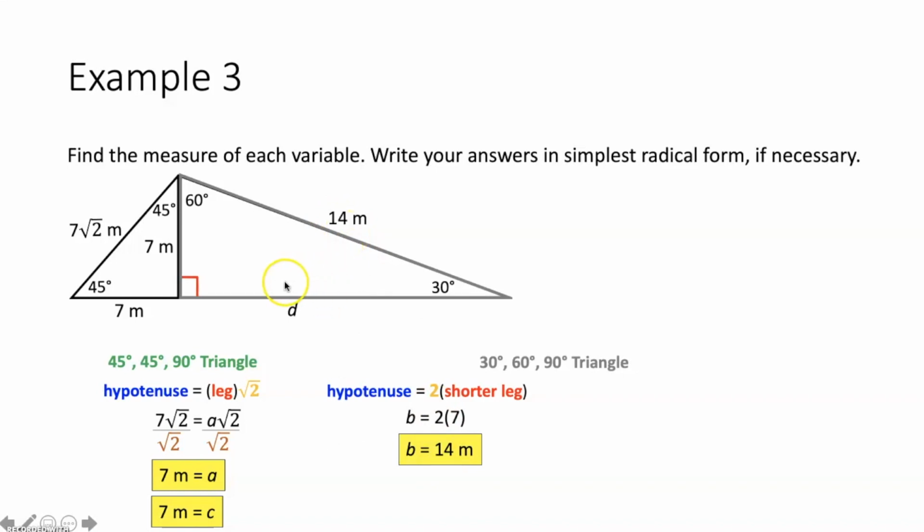Next, we have to find our last variable, which is D. And remember, D is the side that's opposite the 60-degree angle in our 30-60-90, making it the longer leg. And the longer leg in a 30-60-90 is equal to rad 3 times the length of the shorter leg. So in this case, the length of our longer leg we said was D, so we're going to plug that in here. The length of our shorter leg we already said was the side opposite our 30-degree angle. That's 7, so we plug that in here. And 7 times rad 3 is just 7 rad 3. Because our units are meters, we write 7 rad 3 meters, and we have found all 4 variables.